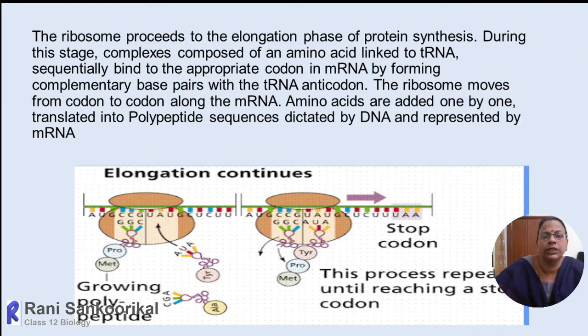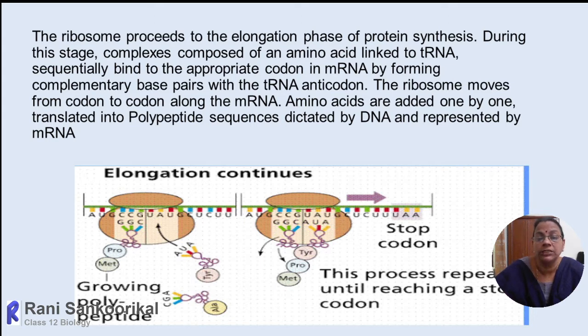Here you can see the ribosome proceeds to the elongation phase of protein synthesis. During this stage, a complex composed of an amino acid linked to tRNA sequentially binds to the appropriate codon in the mRNA by forming complementary base pairs with the tRNA anticodon. That means codon-anticodon base pairing. The ribosome moves from codon to codon along the mRNA towards the 3' direction. Amino acids are added one by one, translated into polypeptide sequences, which is dictated or supervised by the DNA. How is it supervised by DNA? DNA produces the mRNA, so the mRNA has the codon sequences. According to the type of codon sequences in the mRNA, the type of amino acids assembled also varies.